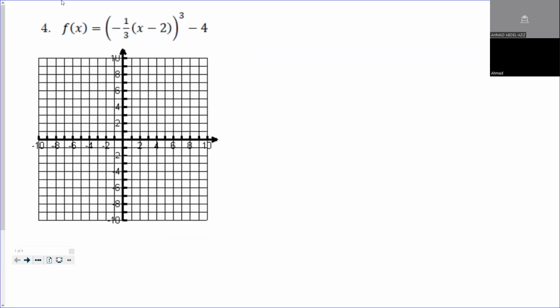Okay, let's get started. So we're going to start with the homework. We're going to start with number 4. This one we're going to graph. So for this problem, we have f of x equals negative 1/3 times x minus 2 cubed minus 4. And to graph this problem, what I'm going to do first is figure out my HK point. And your HK point is like your change in concavity.